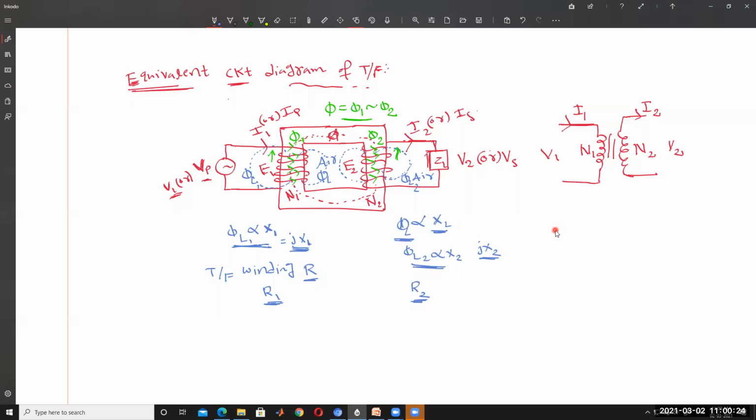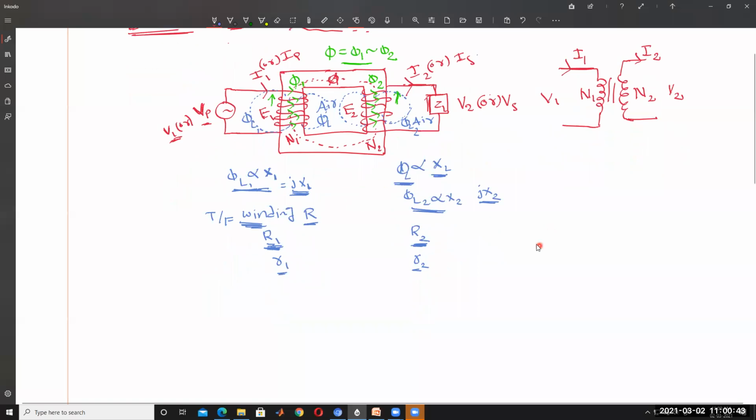The primary winding resistance R1 and the secondary winding resistance R2. This is called the transformer winding resistance. Either may be small r1 and small r2, your wish. In some cases small r1, and in some cases small r2 is also taken into account.